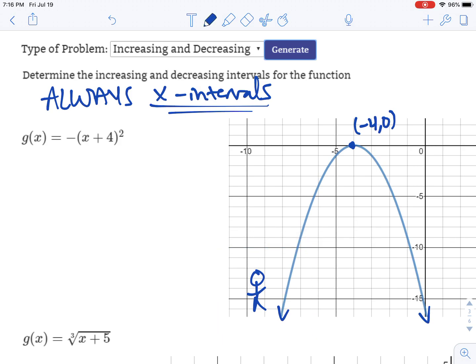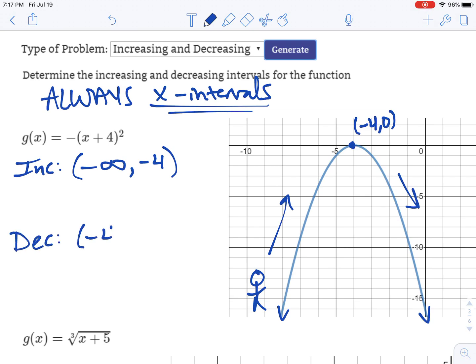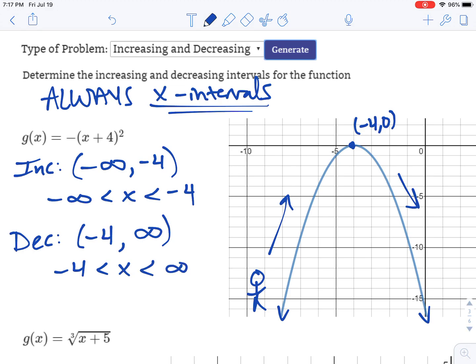So we've got to just say that again using notations here. We're going to do increasing first since the person starts increasing and then decreases after that. So the increasing interval would be from negative infinity to negative 4. And this person decreases after negative 4, so negative 4 to infinity. Those would be interval notation, or you could say negative infinity is less than x, which is less than negative 4, or negative 4 is less than x, which is less than infinity for inequality notation. So this is interval, this is inequality. Depending on the question, it might ask you for a certain kind of notation, so there's both of them.